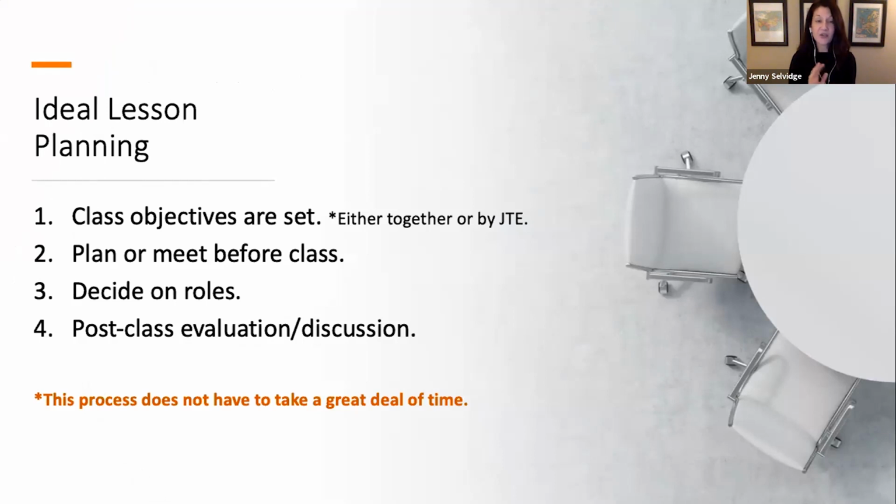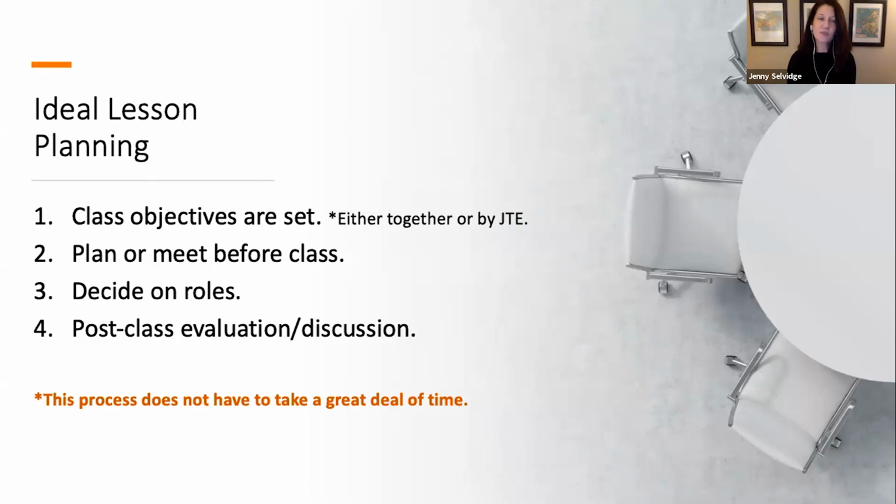You need to plan or meet before class. You need to decide on the roles that both will play in that class. And you need a post-class discussion. So this seems like a lot, and I know people are thinking, I don't have time for all of that. This process does not have to take a lot of time. This could actually be a few minutes.